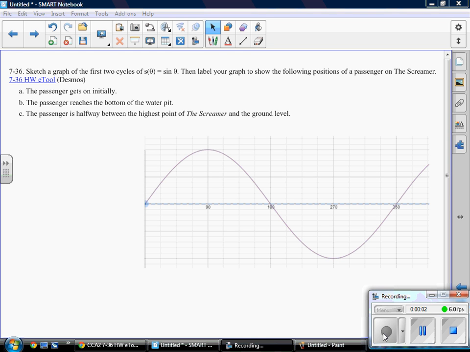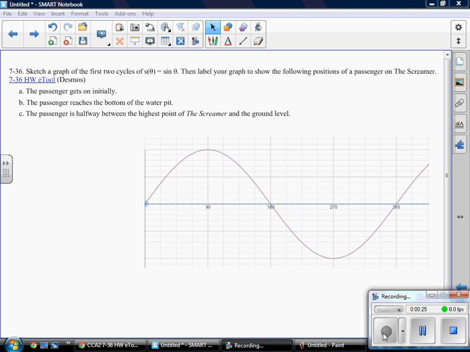This is problem 7-36 from section 7.1.3 homework. It says, sketch a graph of the first two cycles of the sine of theta, then label your graph to show the following positions of a passenger on the Screamer. Now the Screamer was the Ferris wheel thing we did the other day where they're going up over the ground and then they go underneath the ground.